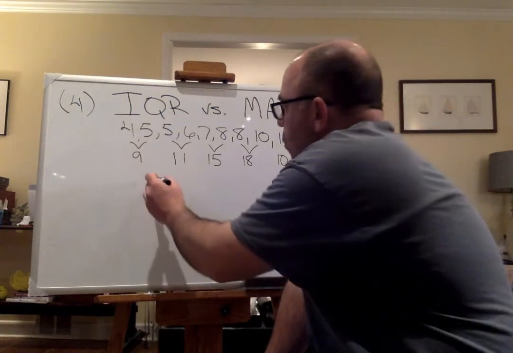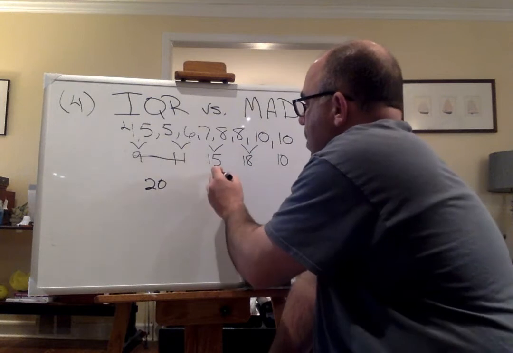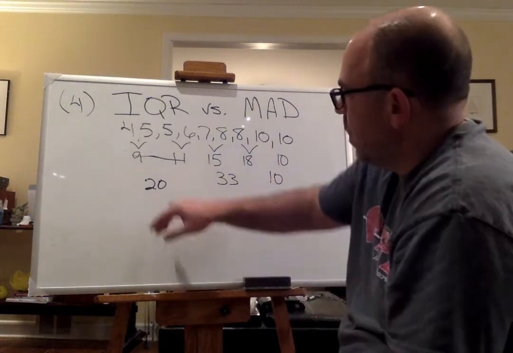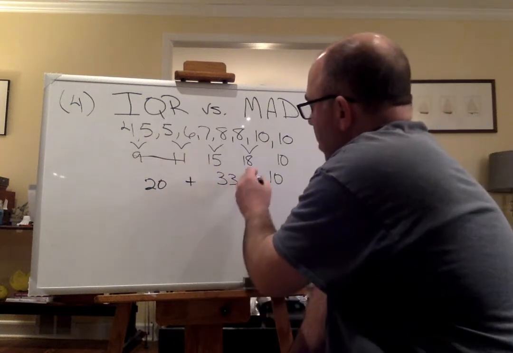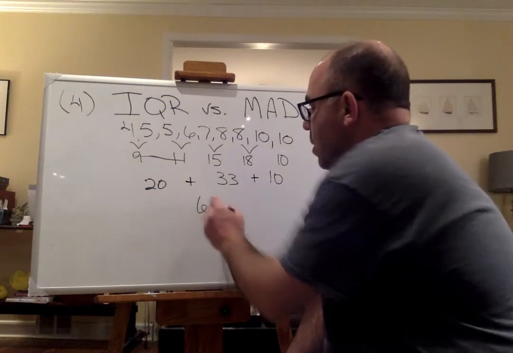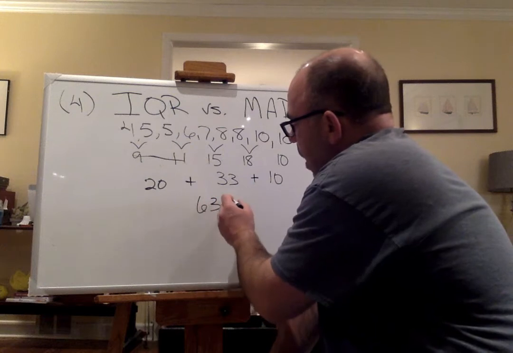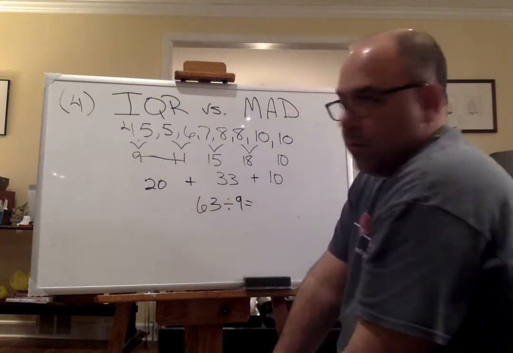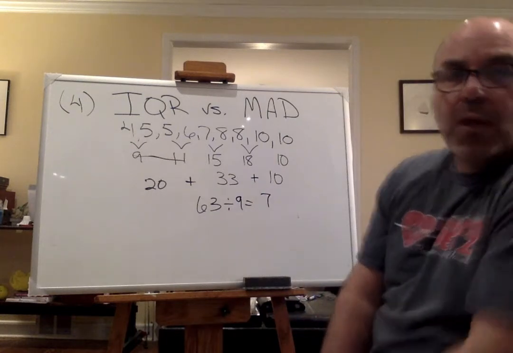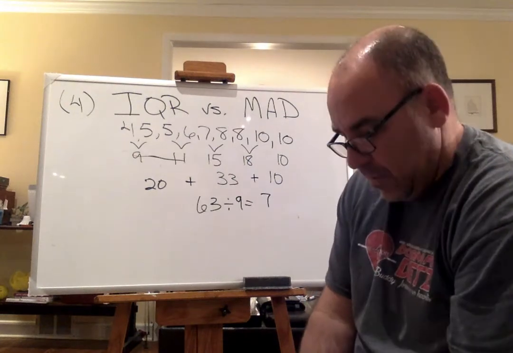9 plus 11 is 20. 15 plus 18 is 33. 10. 20 plus 33 plus 10, 53, 63. 63, 9 numbers, divided by 9. 63 divided by 9 is 7. So there's our mean, okay? So our mean of all of our numbers in our original data set is 7.